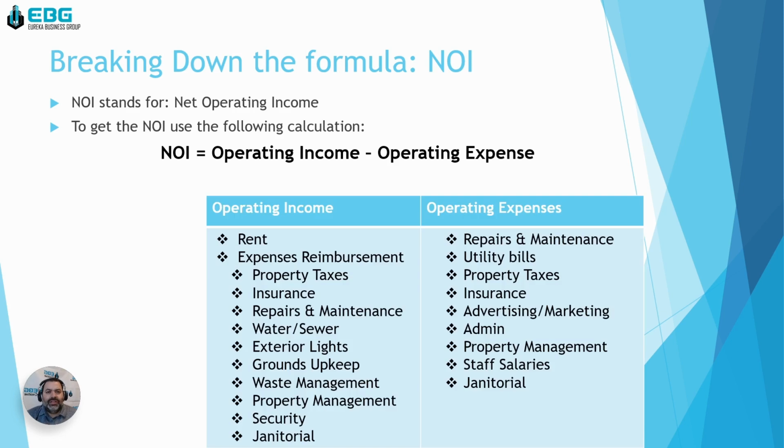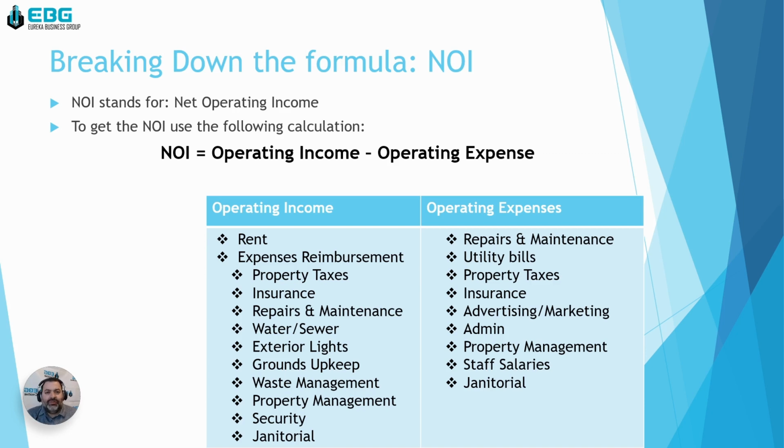We start by looking at the right side, the operating expenses. This is the regular operation of the property. These are things that happen all the time, every week, every month, every year. It's a repeating kind of thing. These are normal operating expenses, so anything from repairs and maintenance, utilities, property taxes, insurance, advertising, admin, property management, and so on. These are all things that happen on a regular basis.